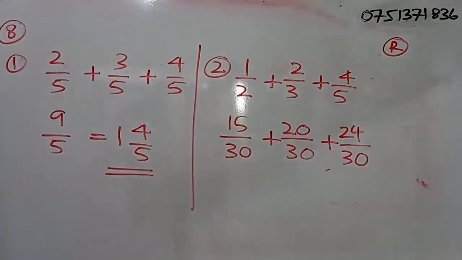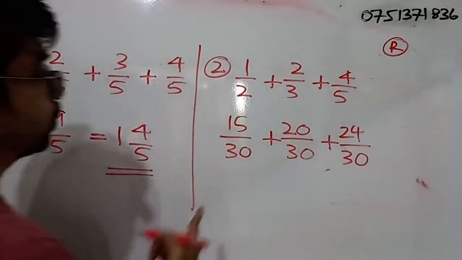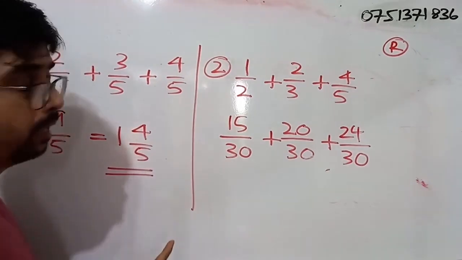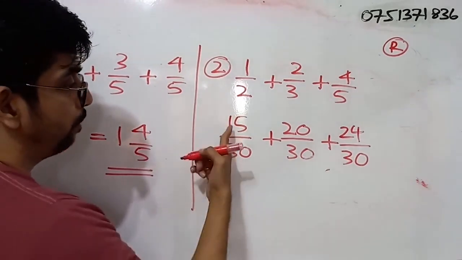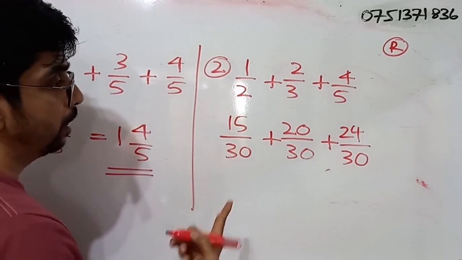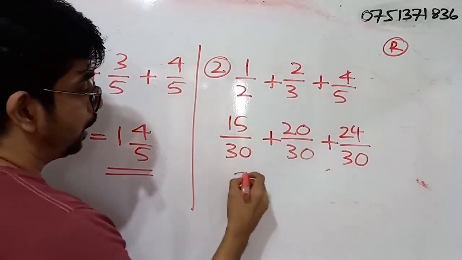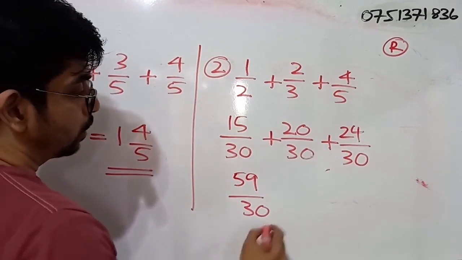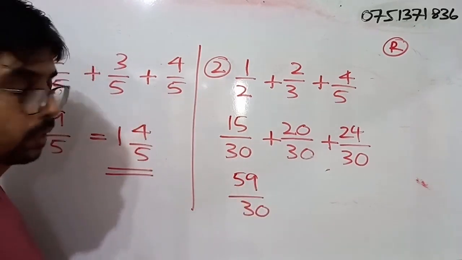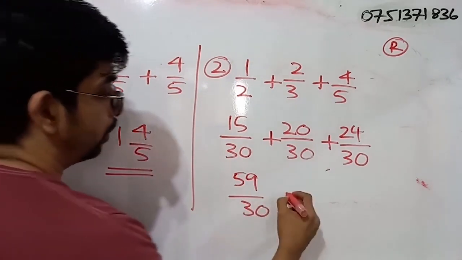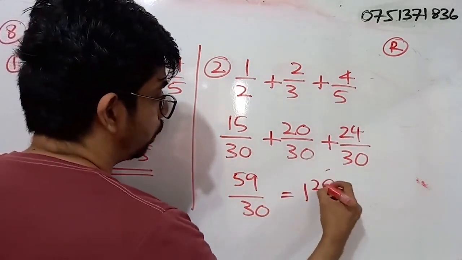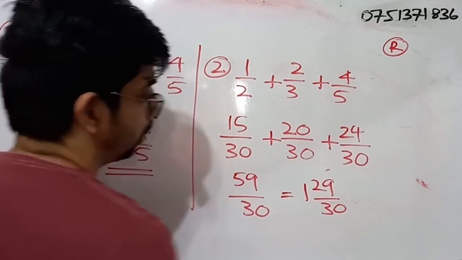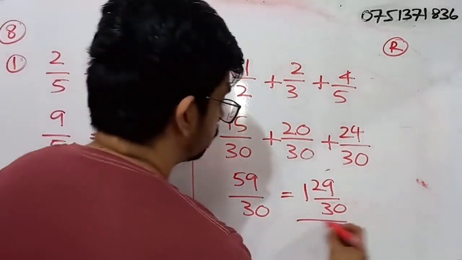Right. Now all the denominators are same, so we can simply add the numerators as it is. So 15 plus 20, that is 35. 35 plus 24, that is 59. 59 by 30. Right, so now we have to convert this into a mixed number, so it will be 1 and 29 by 30.